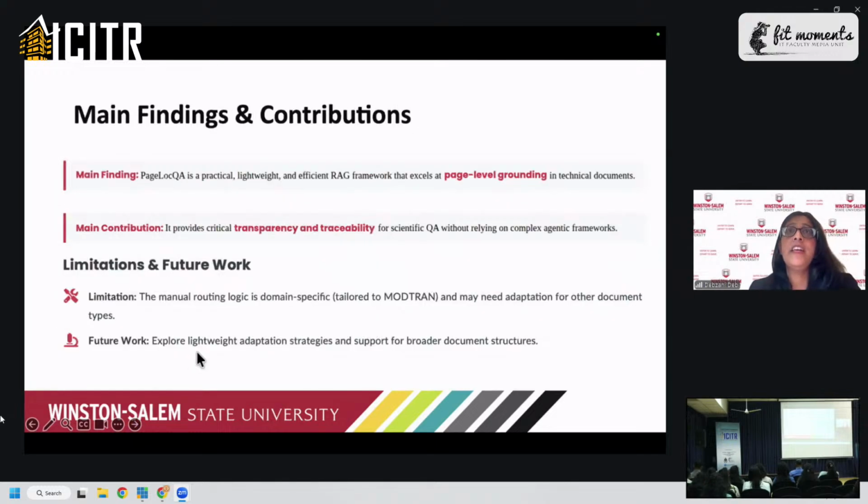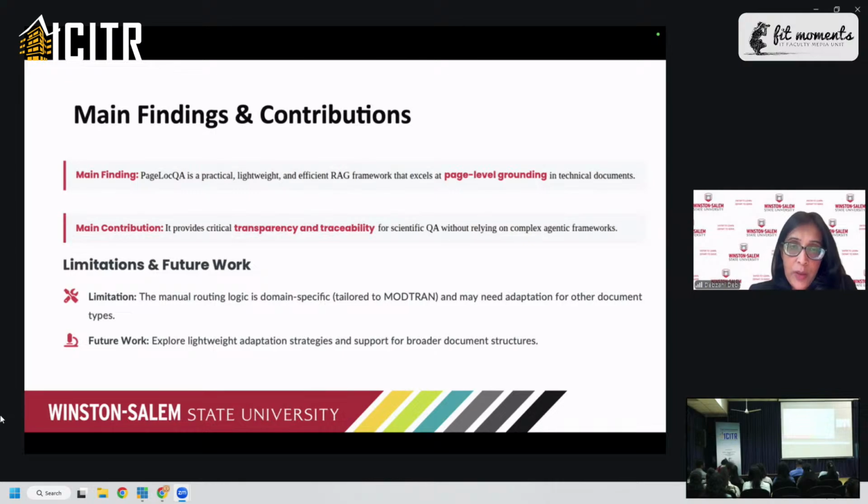So the main finding is that the lightweight beats the complex for specialized tasks. So again, this is a special purpose system, only for technical documents, natural query based on the technical documents. So manual routing outperforms agentic systems for technical documents. Page level grounding is achievable without fine tuning. So we did not have a costly fine tuning of an LLM system.